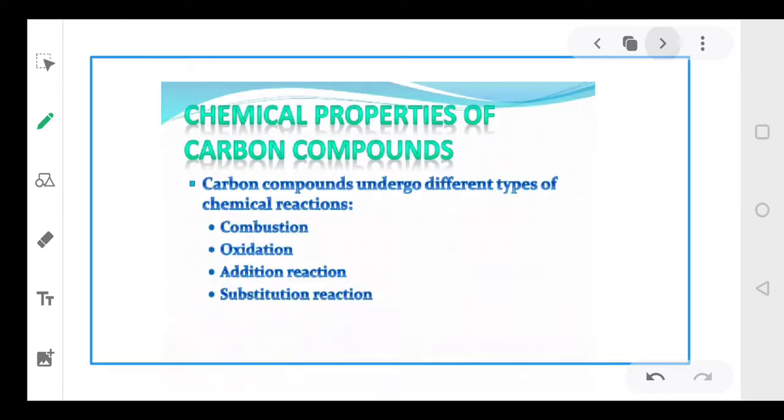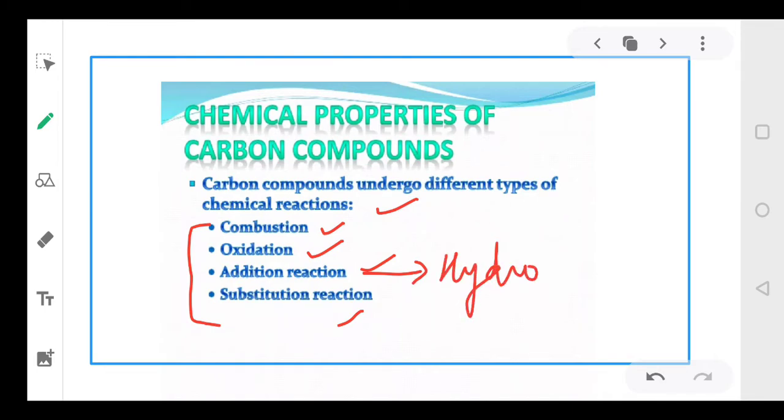Now we'll come to the next topic, called the chemical properties of carbon compounds. What are the various properties of carbon and its compounds? Carbon compounds basically undergo various reactions. Four of them are very important: first is combustion, second is oxidation, then the addition reaction and the substitution reaction. The addition reaction is also called the hydrogenation reaction.